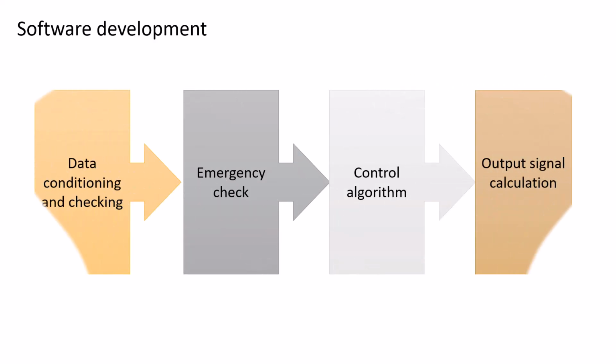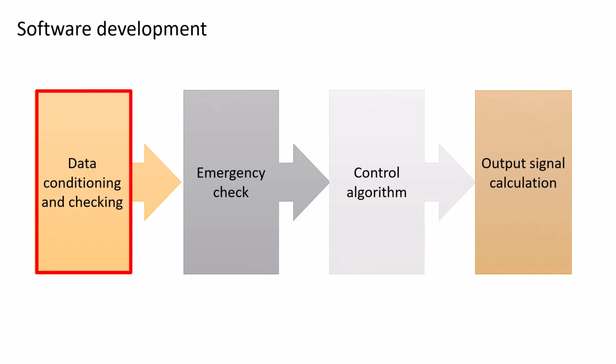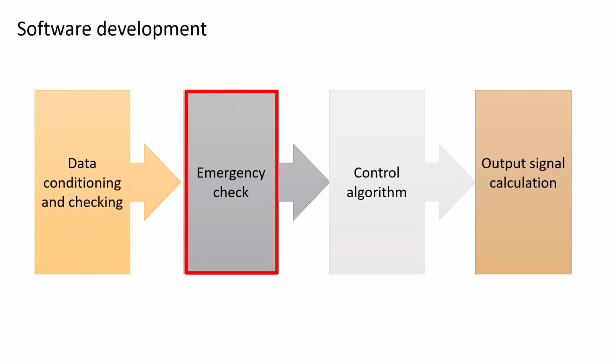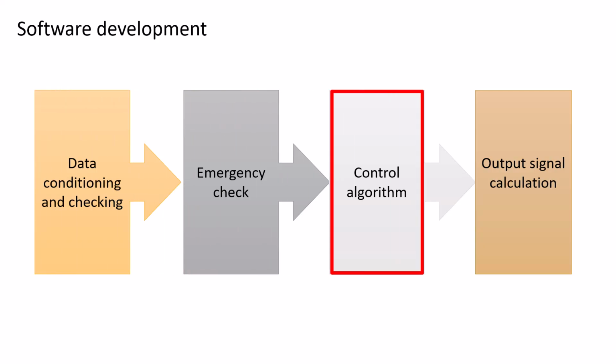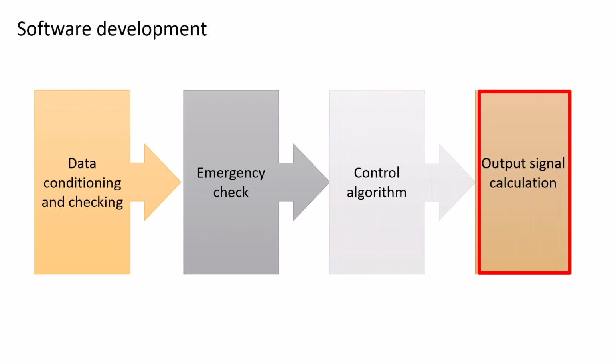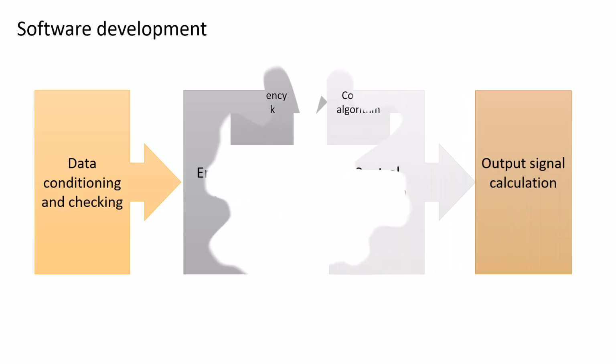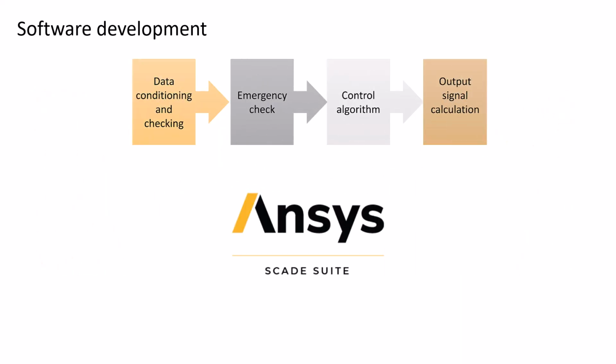We divided this into 4 groups. First, the algorithm has to condition the data that we have from the sensor and check it. The next is the emergency check. Then the next part is the control algorithm. And the last part is output signal calculation. All the elements that we made will be made in the Ansys SCADE suite.